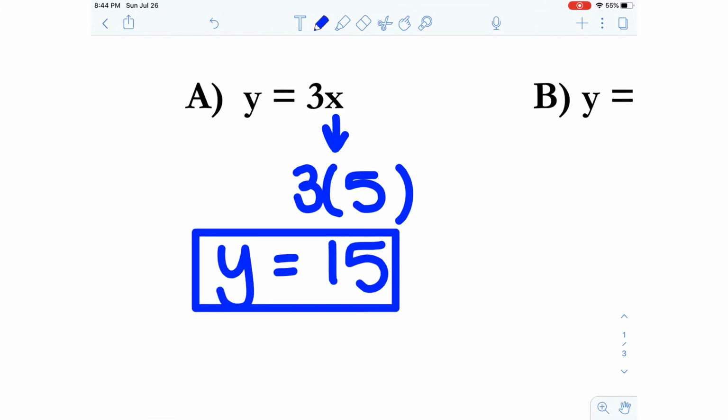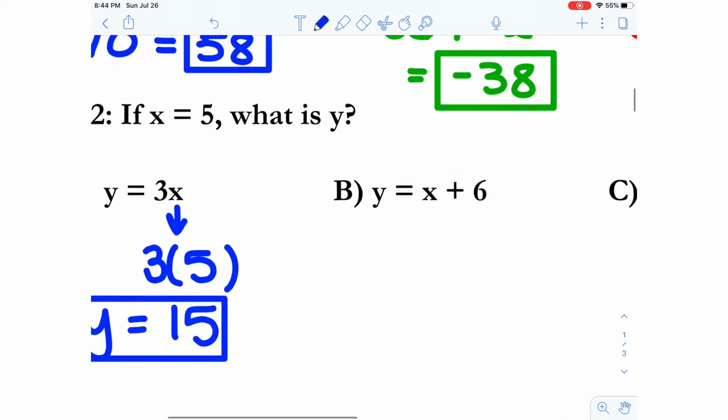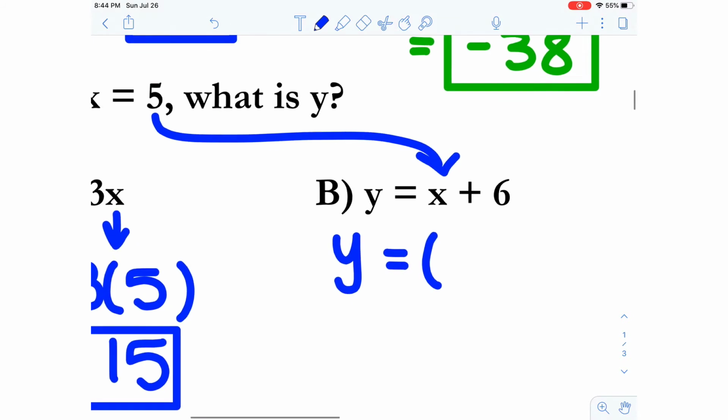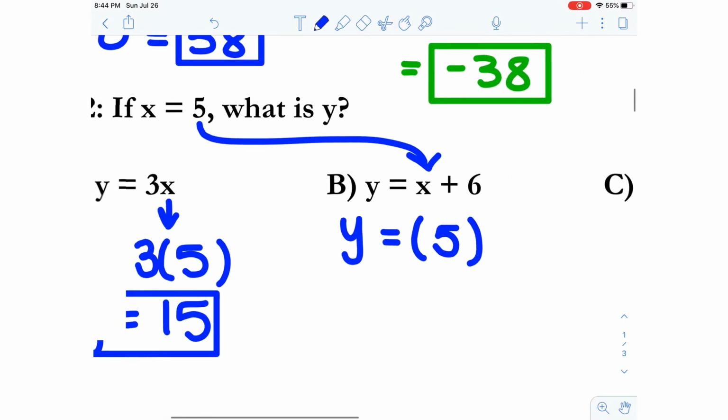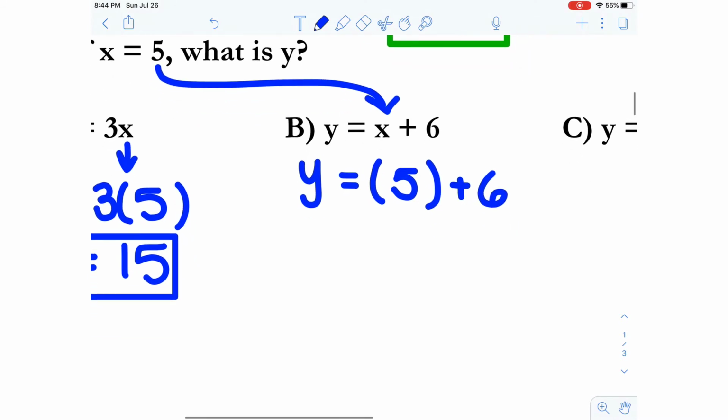So these are actually equations that they're giving us. Equations have an equal sign. And if I know one of the values in the equation, then I can solve for the other variable. The reason I'm doing this one is it's just kind of a precursor to solving equations. So if x is 5, what's y? 5 plus 6 is 11.